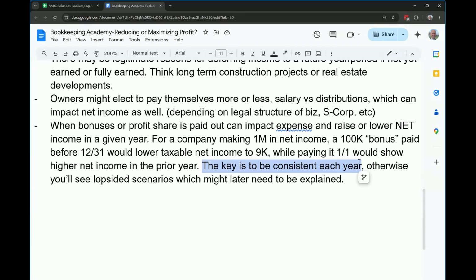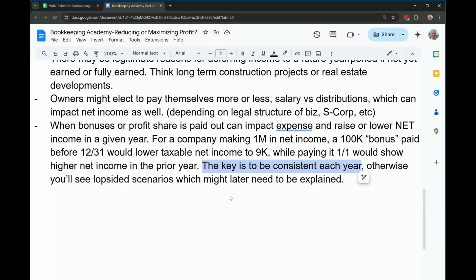Because if you don't, you're going to get into a lopsided situation where, one year, it's kind of like you're doubling up because you paid it on 1/1, but then the next year you pay it on 12/31, and now you've got double the bonuses in that one year. That can be a little weird. It could be a little lopsided.